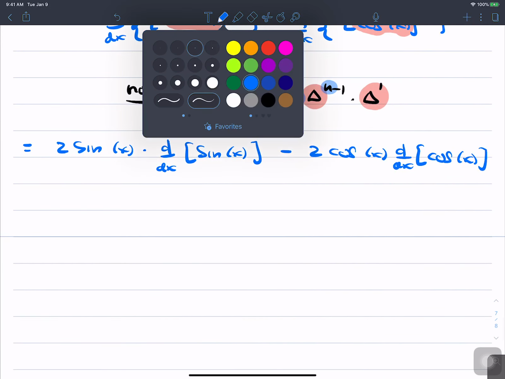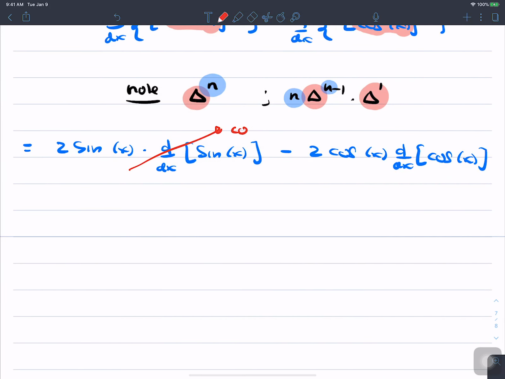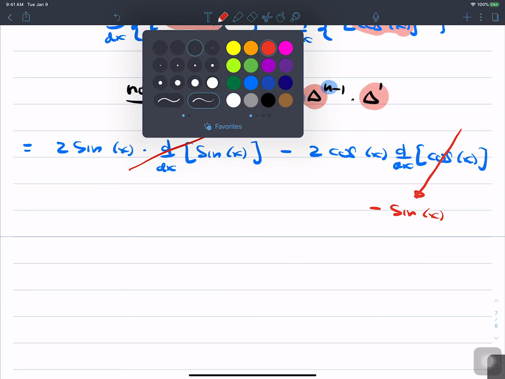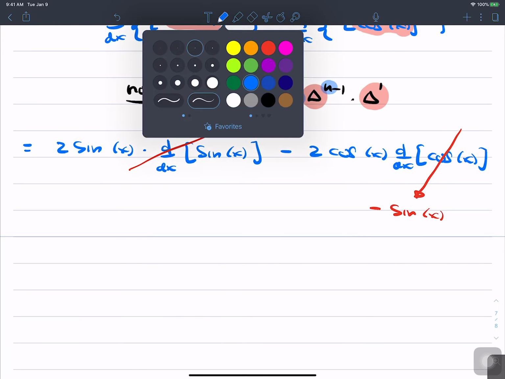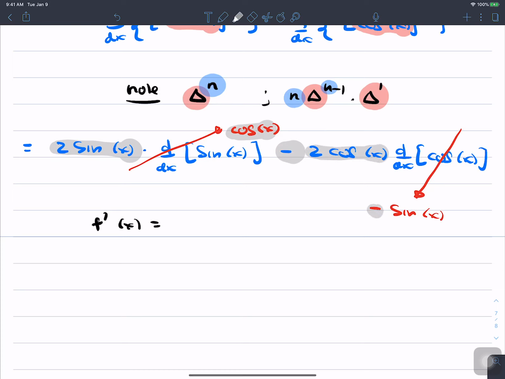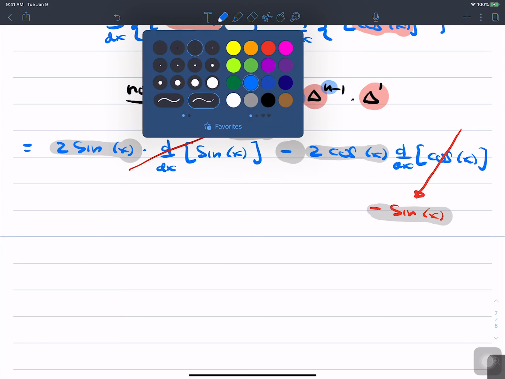Now, take the derivative of sine. Derivative of sine is cosine. The derivative of cosine is minus sine. So, let's see here. Here's what we're going to get. F prime x will be, keep track of what's really here, 2 sine x times cosine minus 2 cosine x times minus sine x. And maybe it's not ready. Let's keep that in blue for now.